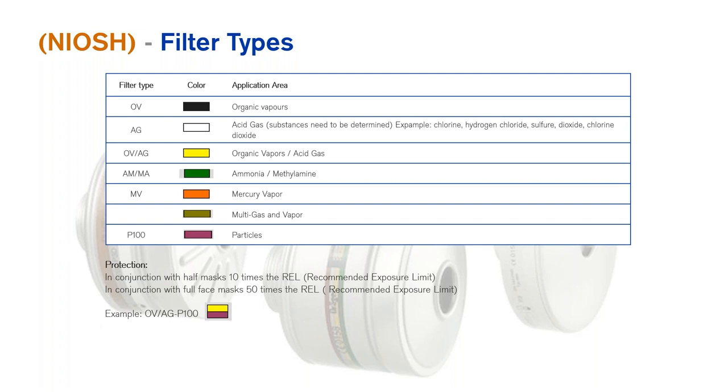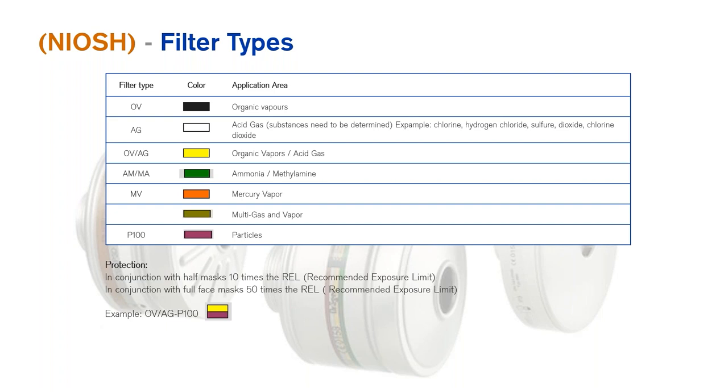What is the type of cartridge used to protect against welding fumes? We usually recommend a P3 filter. However, when users ask me about welding, what gases should I use, I will ask a question first. What is the type of welding that you are actually facing?